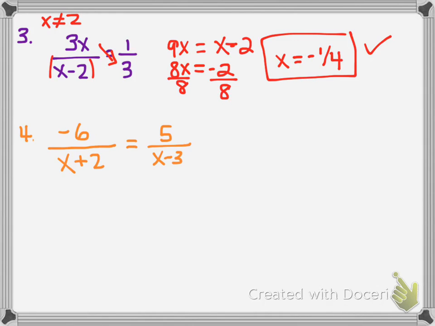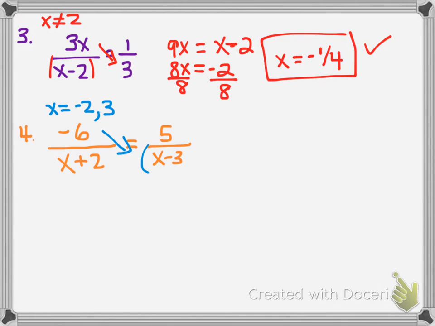Okay, in number 4, we actually have 2 numbers for a domain restriction. So we have x can't be -2, and it can't be 3. So we're going to come back and make sure when we solve we don't have -2 or 3 as an answer. But if we do, we know that it's extraneous.